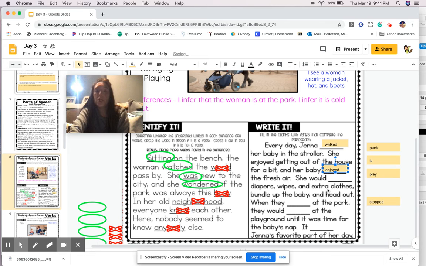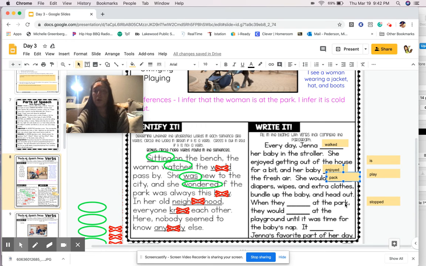Okay. She would blank diapers, wipes, and extra clothes, bundle up the baby, and head out. She would pack diapers, wipes, and extra clothes. She would play diapers, wipes, and extra clothes, no. She would stop, no, it's going to be packed. She would pack diapers, wipes, and extra clothes, bundle up the baby, and head out.